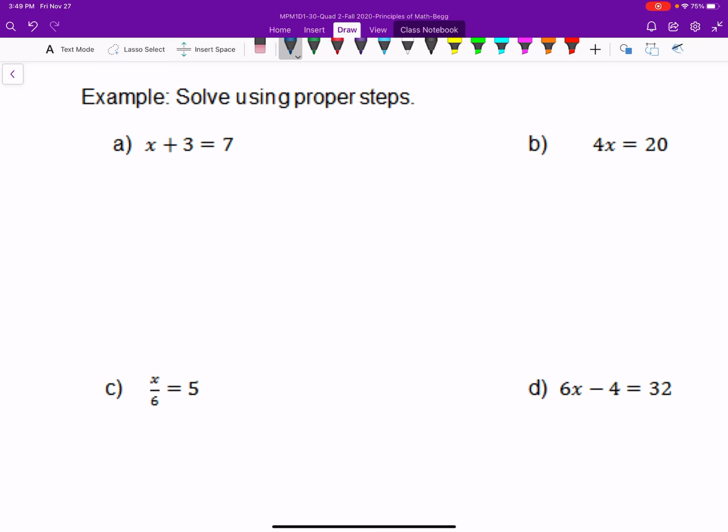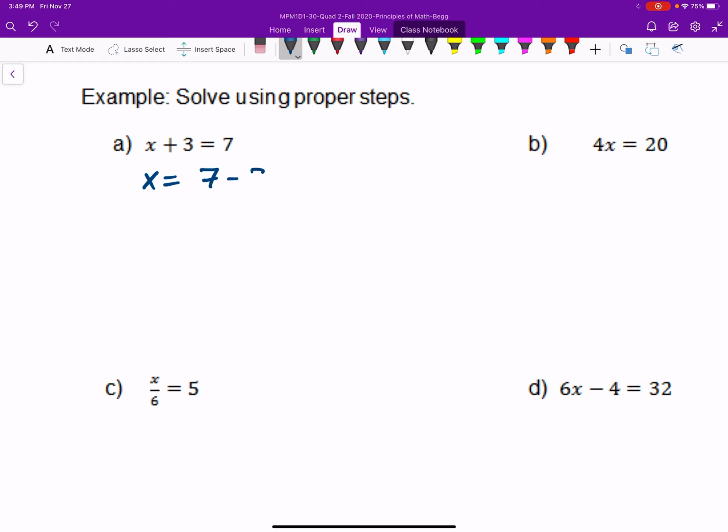x plus 3. So we only have the one operation, we have the plus 3. So I'm going to do the opposite operation. I'm going to use a short form when I talk about it. I'm going to talk about bringing numbers to the other side. Now, we all know that I'm not really bringing a number from one side to the other. I'm doing the opposite operation. But it kind of looks like I'm bringing a number to the other side.